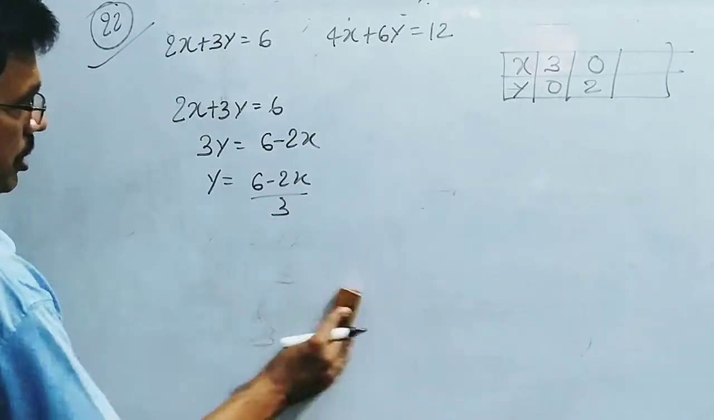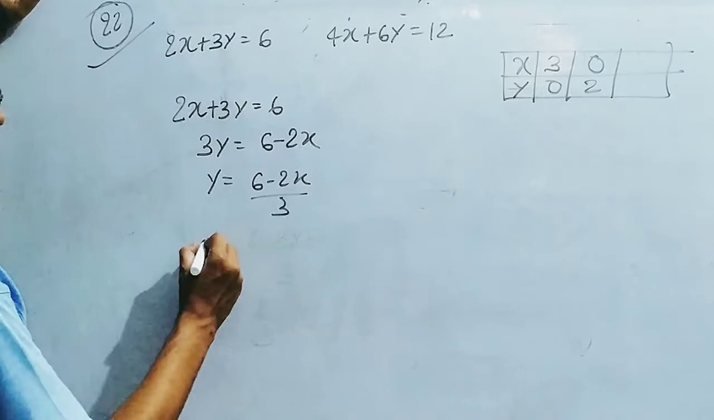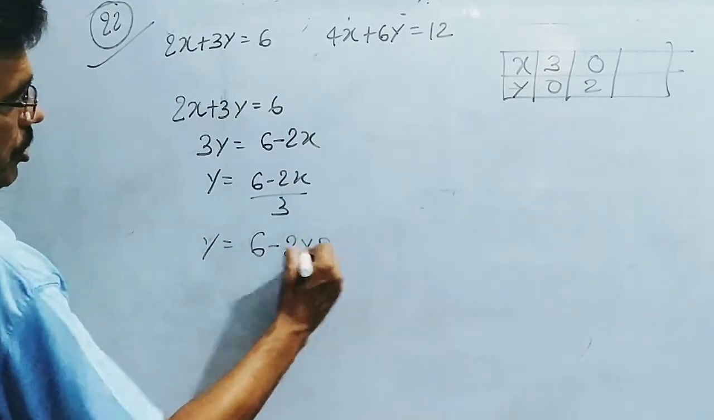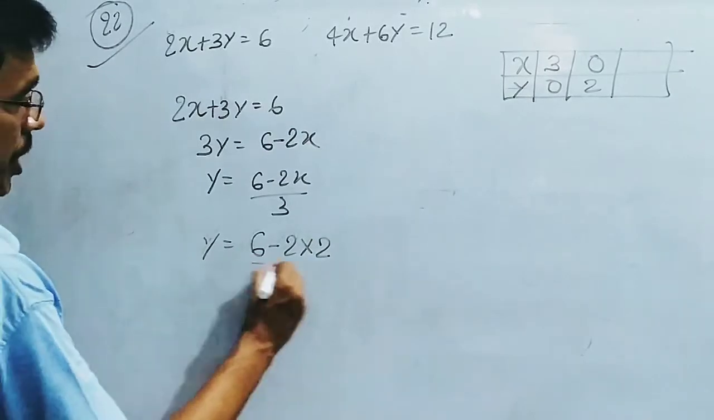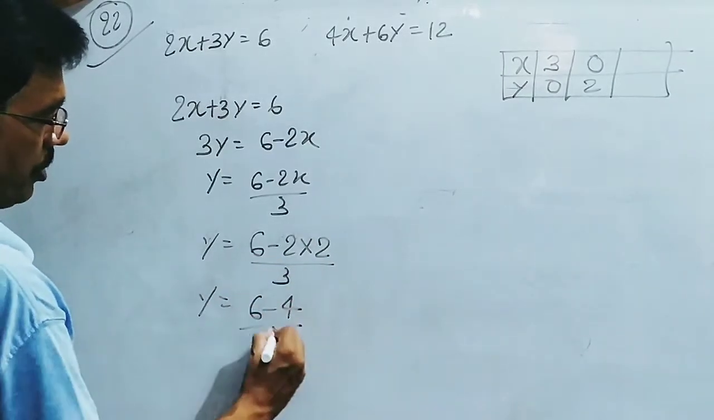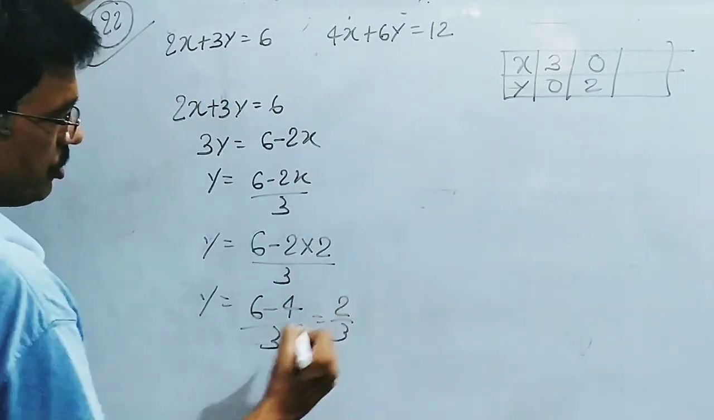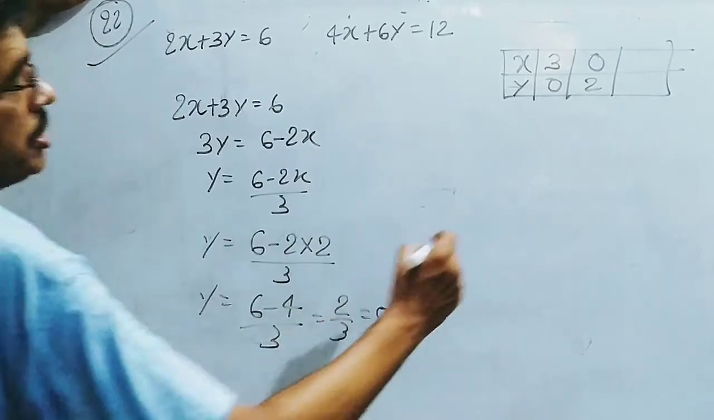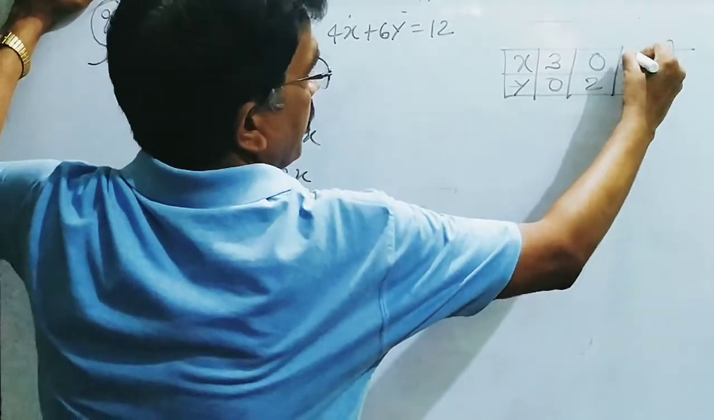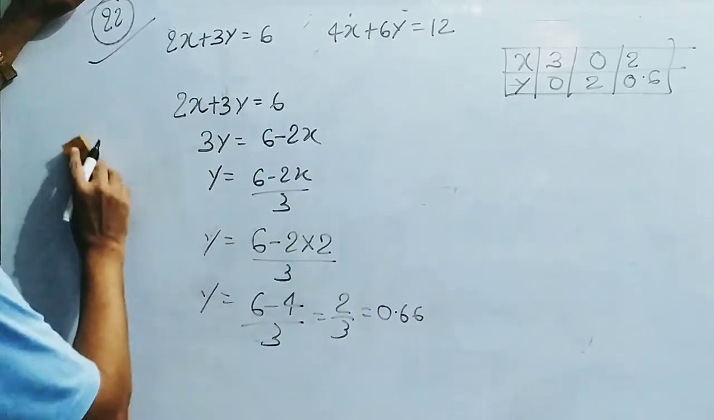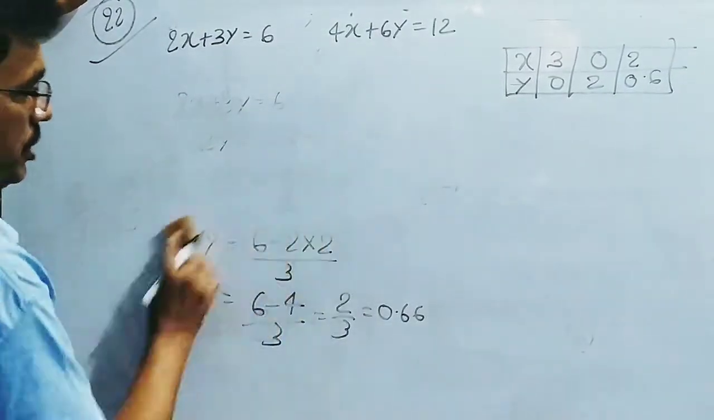Now third, write any number. Suppose x = 2: y = (6 - 2 into 2)/3. What do you get? y = (6 - 4)/3, that is 2/3, and it is equal to 0.666. That is, it is 0.6. So here you write 2, then it is 0.6. Similarly, you write the other equation.